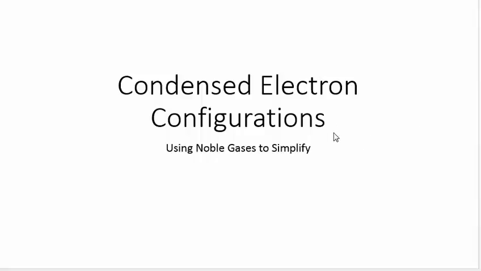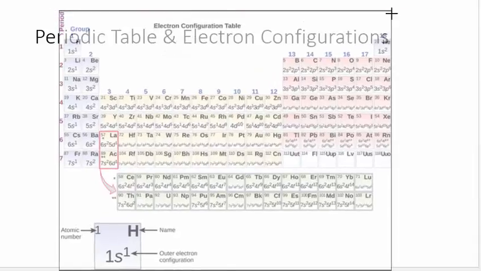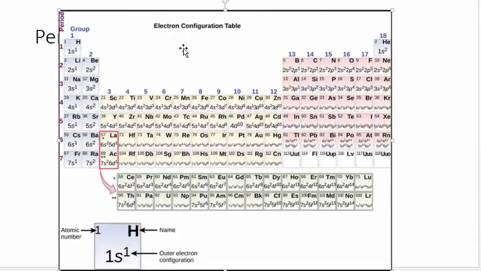Condensed electron configurations use the configuration of noble gases to simplify the process. So before we talk about how we do that, let's take a look at the periodic table and its relationship with electron configurations. This graphic here shows some electron configuration.